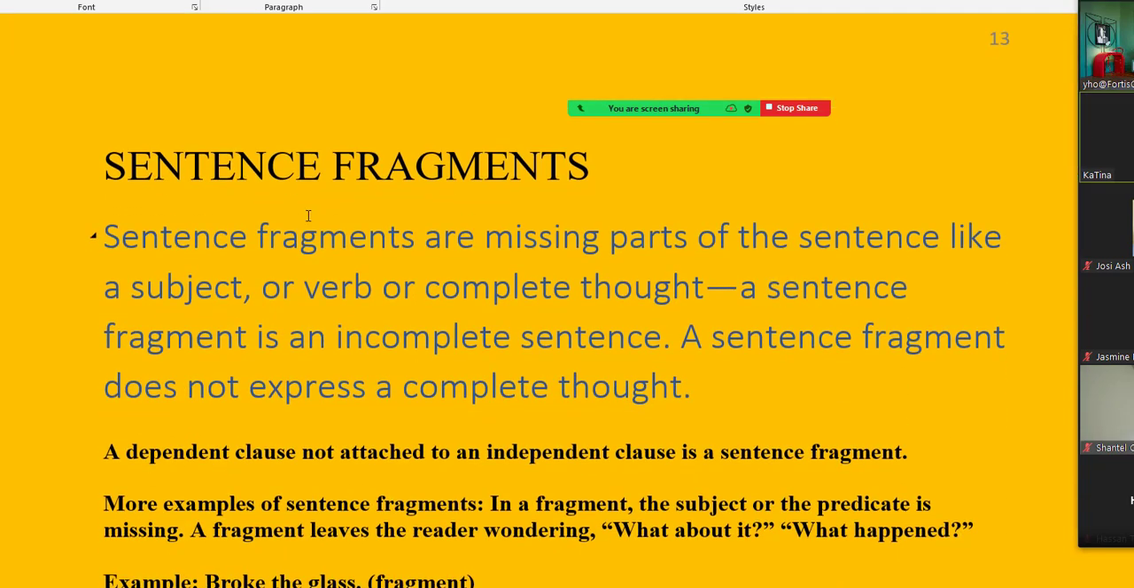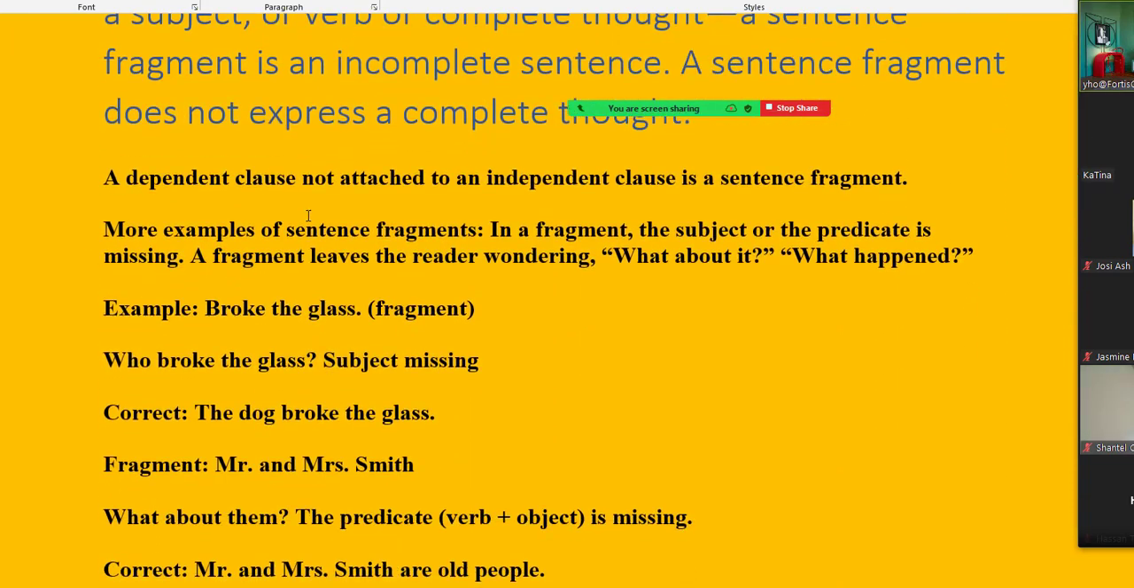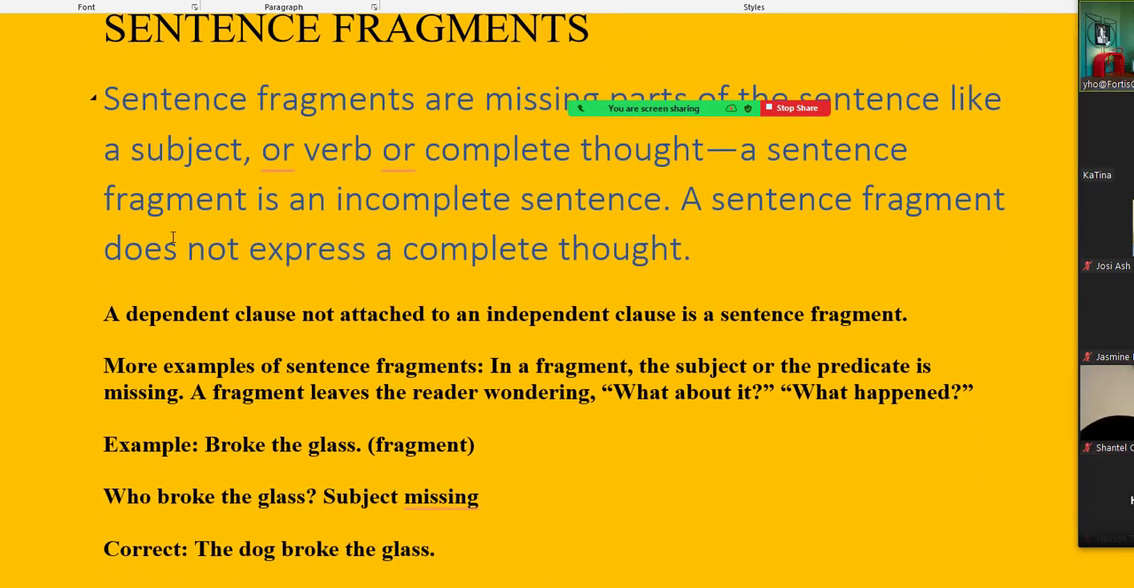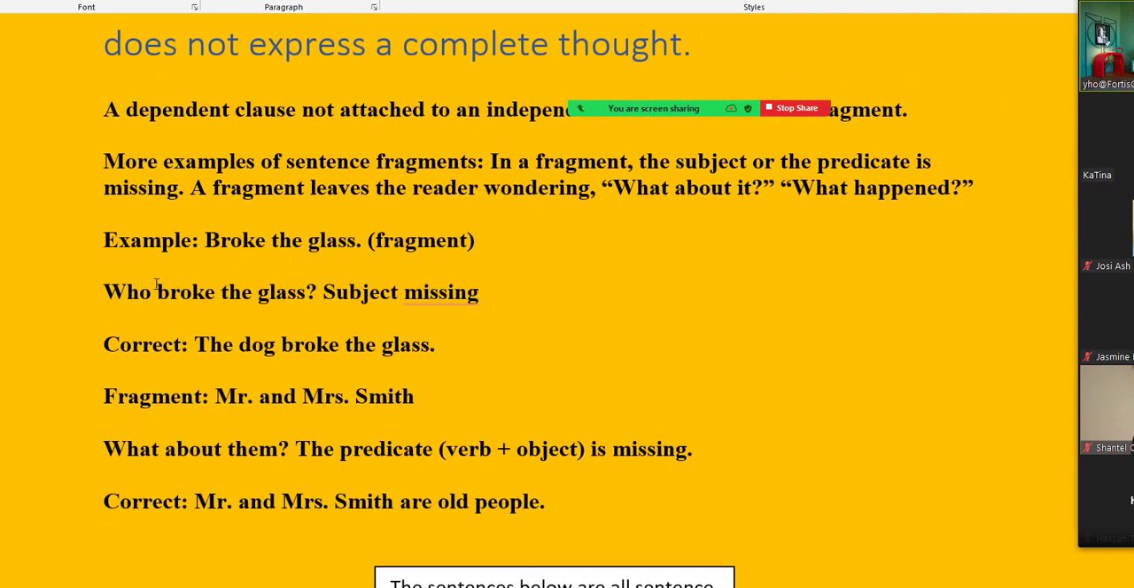And then sentence fragments. Here I'm going to give examples. Sentence fragments are missing parts of the sentence, like if you're missing a verb or missing a subject. If you have a complete sentence, you have to have a subject, a verb, and an object. So here are some examples of sentence fragments. Broke the glass. Who broke the glass? So the subject is missing. So correct would be, the dog broke the glass.